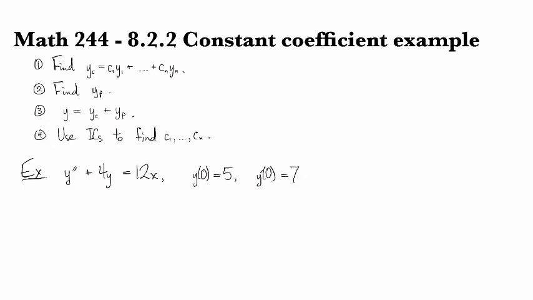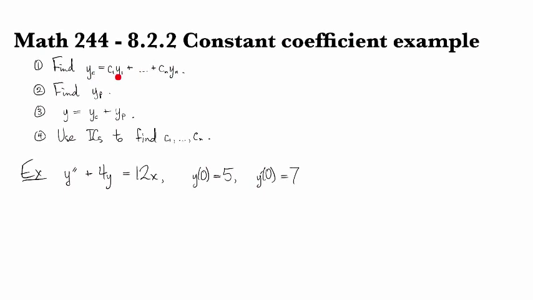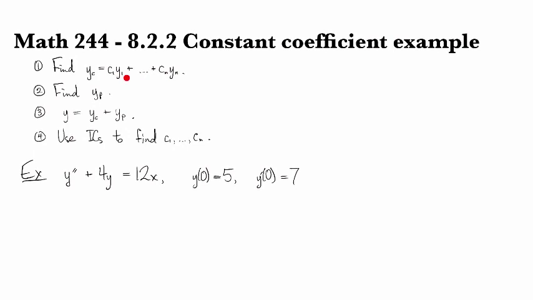In the last video, I talked about how the method for solving these higher order differential equations is going to go as follows. First, we find the complementary solution. So this is the solution to the associated homogeneous equation. And we need to find n linearly independent solutions where n is equal to the order of the differential equation.